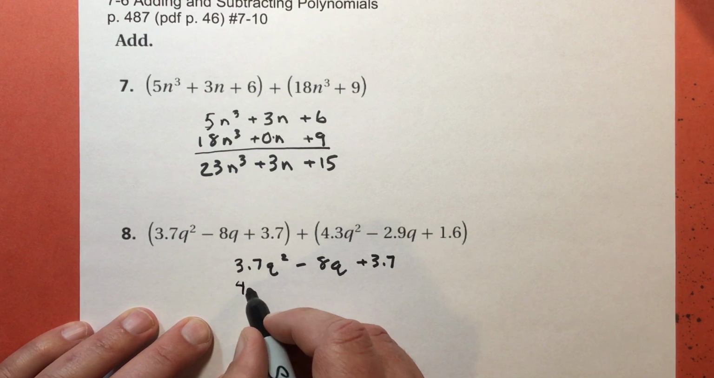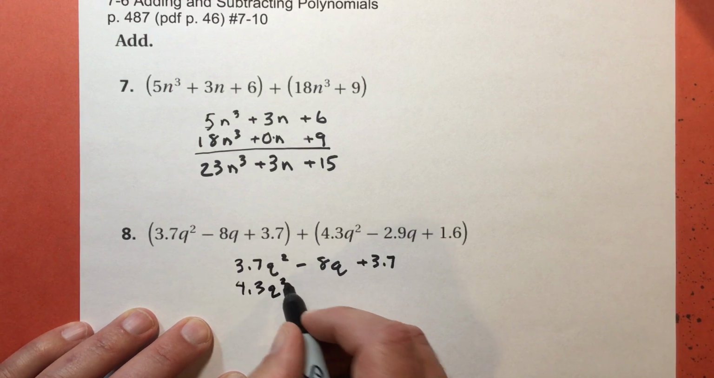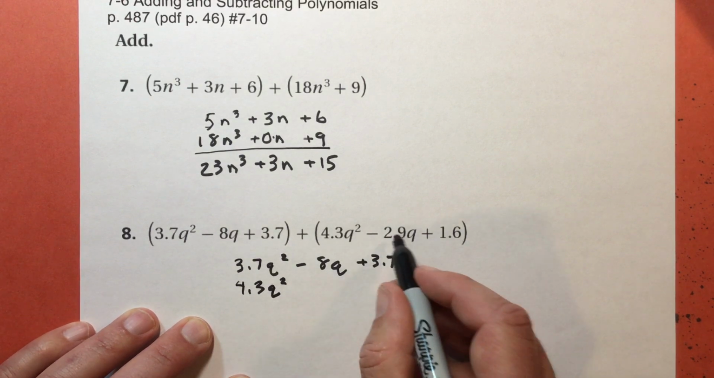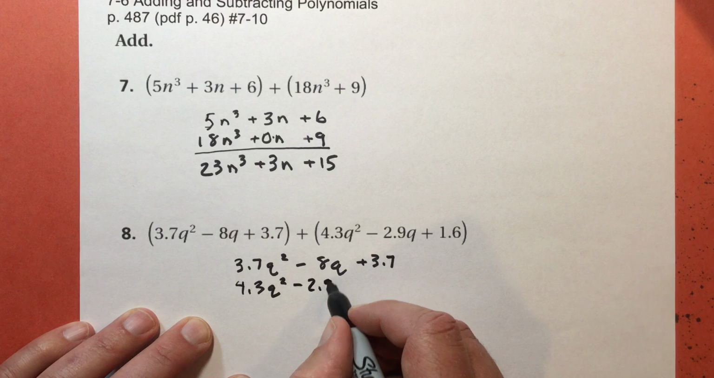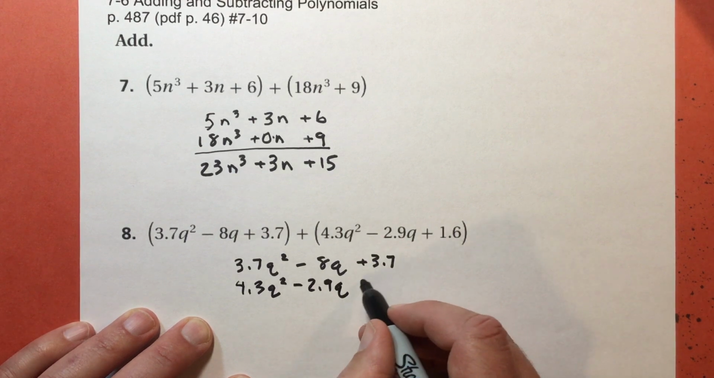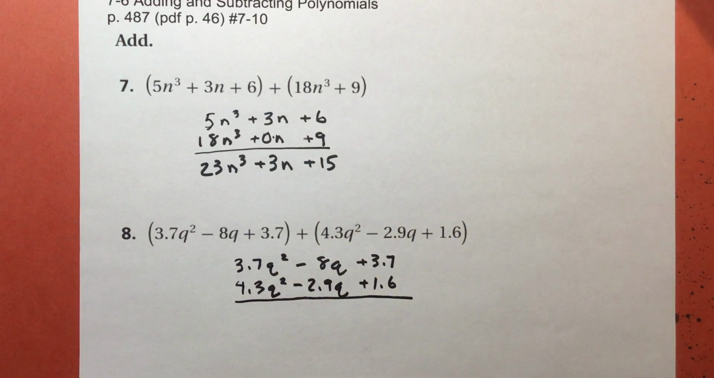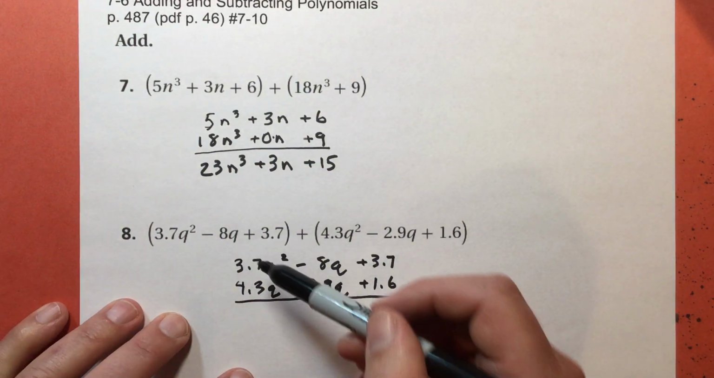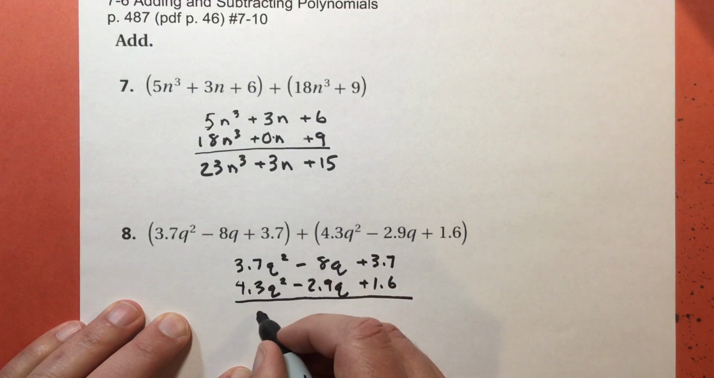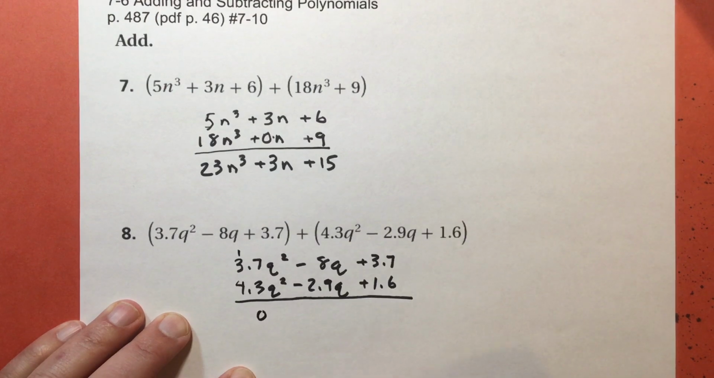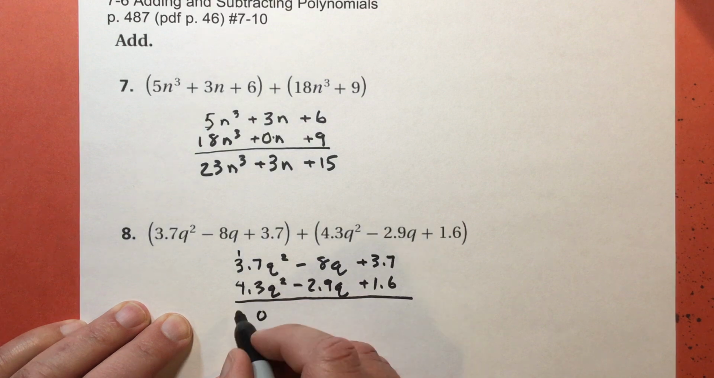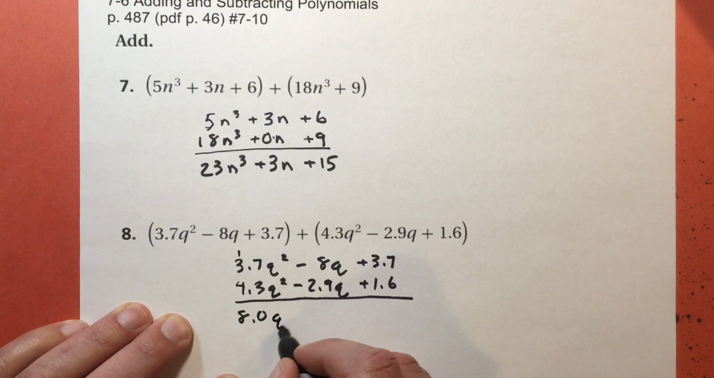4.3 q to the second power goes below the other q to the second power. Negative 2.9 q goes here, and my 1.6 goes here. Now, don't panic. You can do this. These numbers are not that bad. 7 plus 3 is 10. Carry the 1, just like that. 1 plus 3 plus 4 is 8. So I get 8.0 q to the second power.